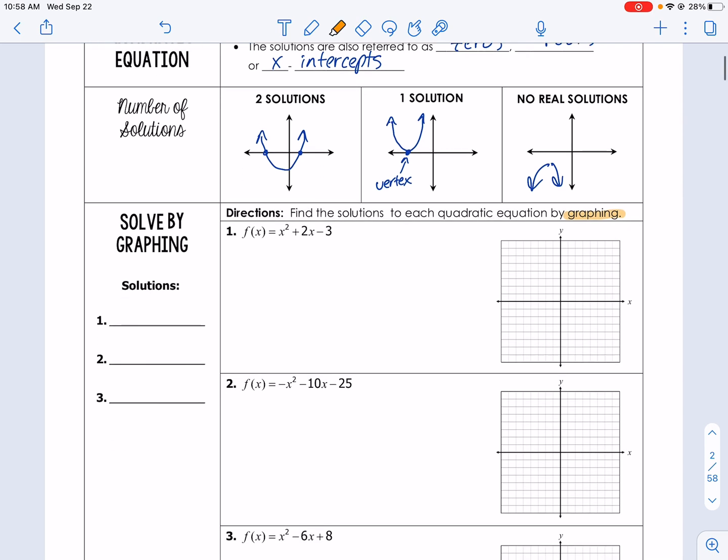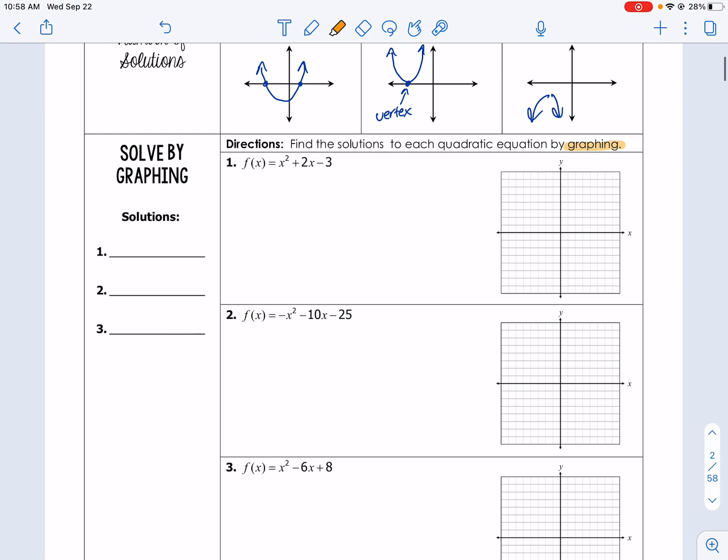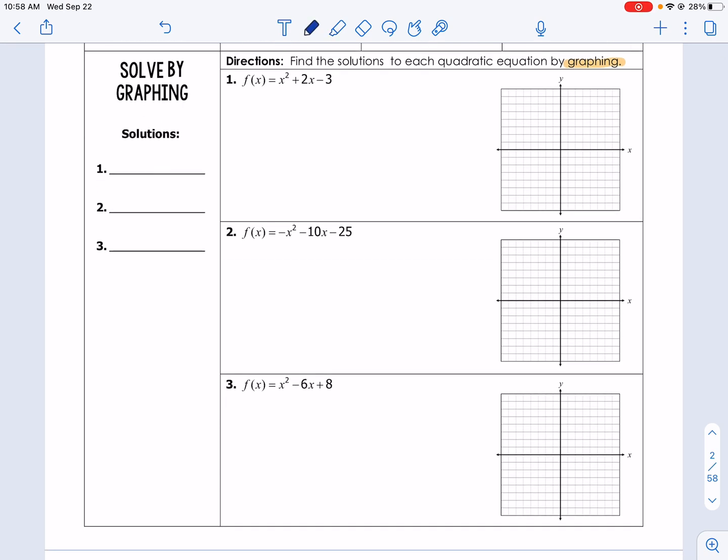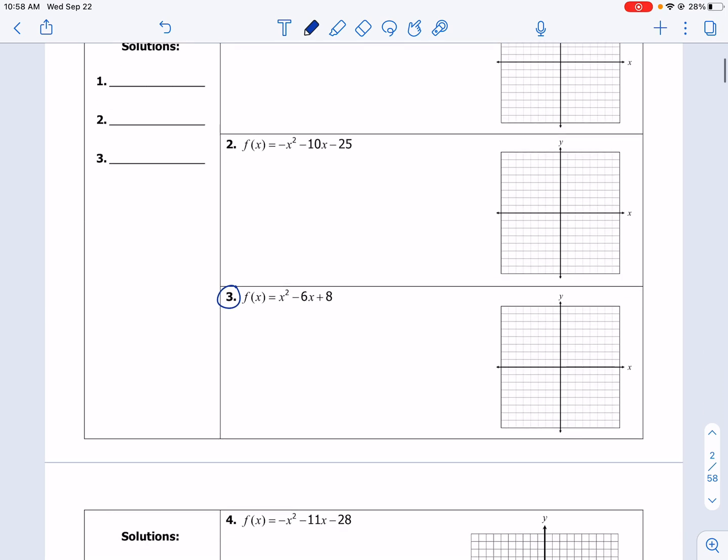Okay, so the first thing we're going to do is sketch these graphs like we would any quadratics that we've done this year. Most of these are in standard form, so we'll find the axis of symmetry. We'll start on number 3 together. And then make a table and plot a few more points and find where these quadratics cross the x-axis.